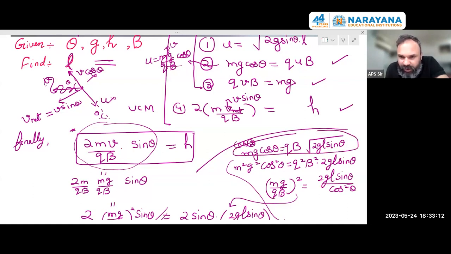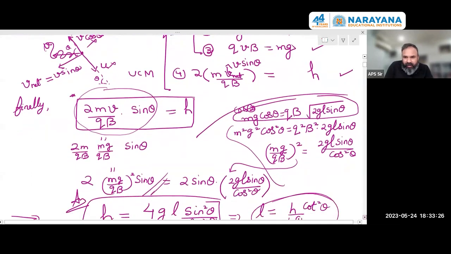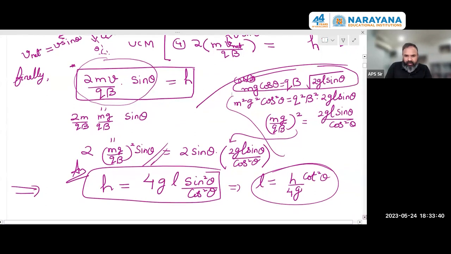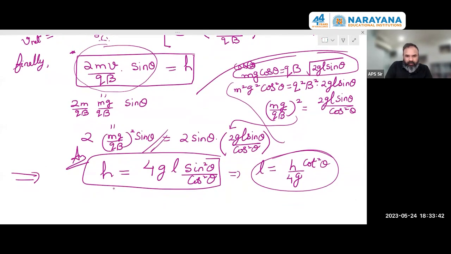So I just squared it up. M square g square cos square theta is q square b square into 2gl sine theta. Perfect. So mg upon qb the whole square came out to be 2gl sine theta upon cos square. This much is perfectly fine. So I've substituted here. So 2 mg upon qb the whole square sine theta is 2 sine theta into mg upon qb the whole square, which was 2gl sine theta upon cos square. That was fine. Absolutely right. No issues. So h is 4gl, all these terms, and you'll get your answer.